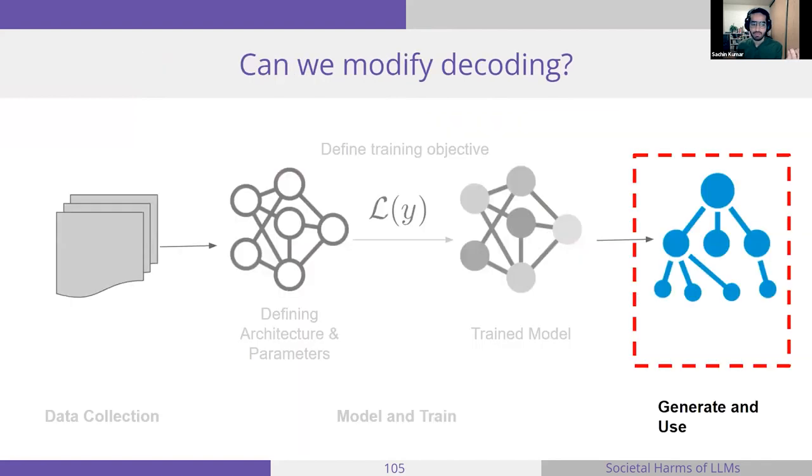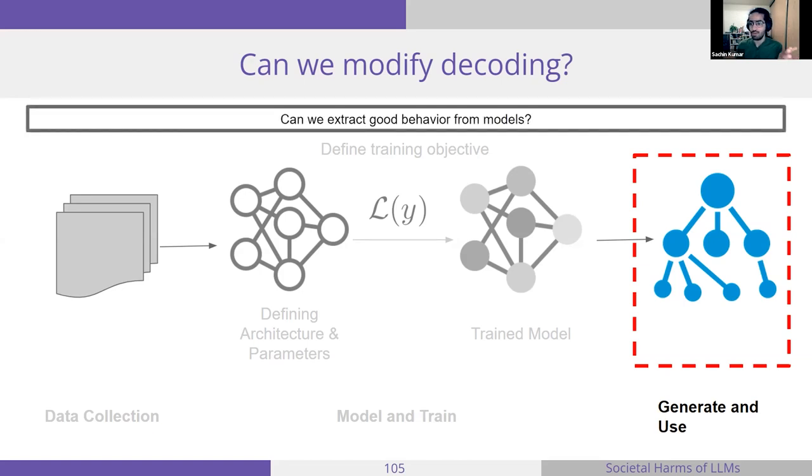Okay, so now we have one step left in our pipeline where we could also intervene. So, you know, we don't want to change the data. We don't want to change how the model is trained. We just want to use this model. And we want to extract good behavior from this model. We don't want to do anything else. We don't want to change it.